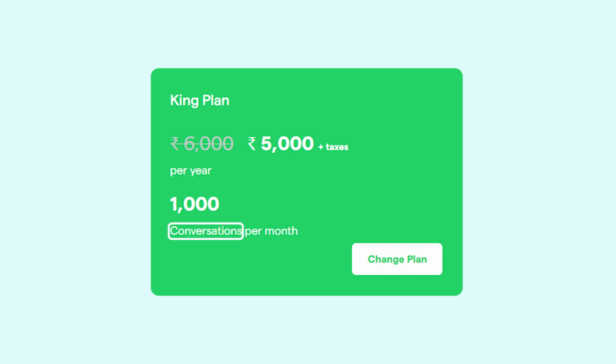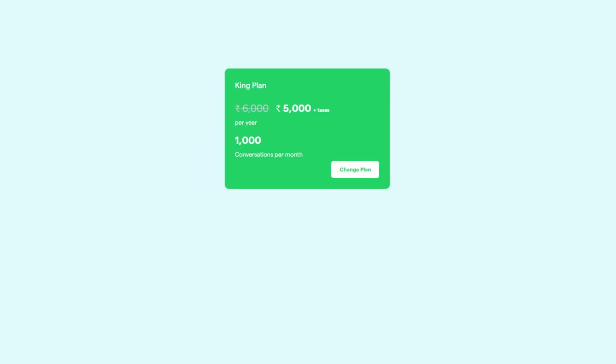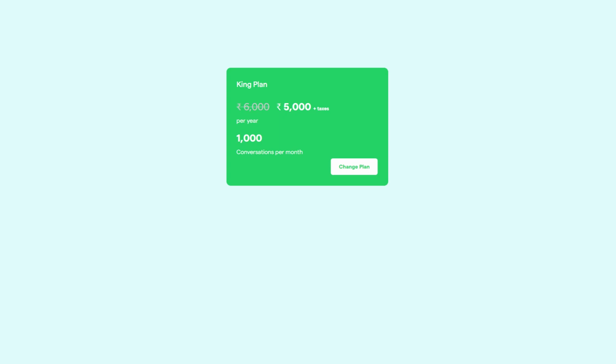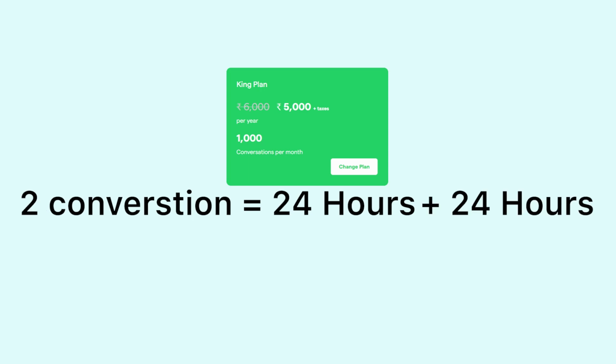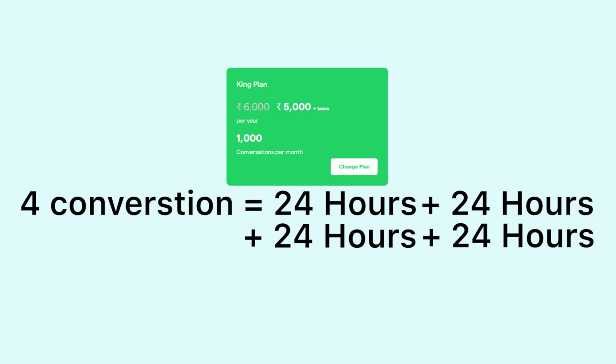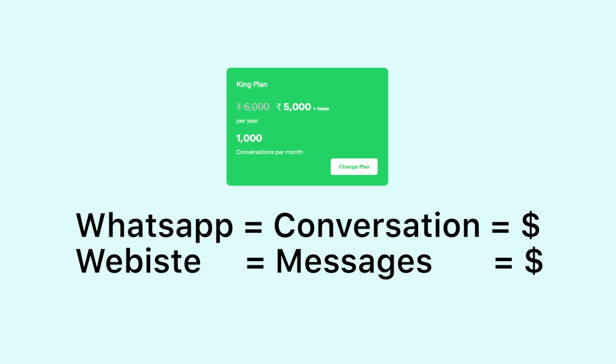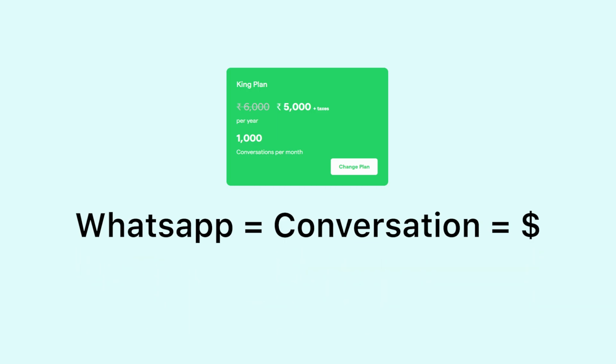What it exactly means is that when a user starts or replies to Chatbot's message, a conversation starts at that point of time, and it is counted as one conversation within 24 hours. And as soon as the conversation crosses the 24-hour mark, it is counted as two conversations and so on. So basically, here you are paying for the number of conversations like you did for the number of messages in Website Chatbot. But in WhatsApp, we don't charge for the number of messages inside those conversations. We only charge for the conversations.